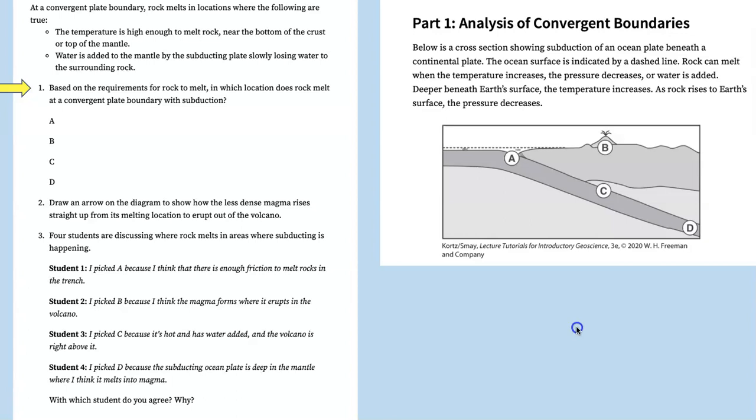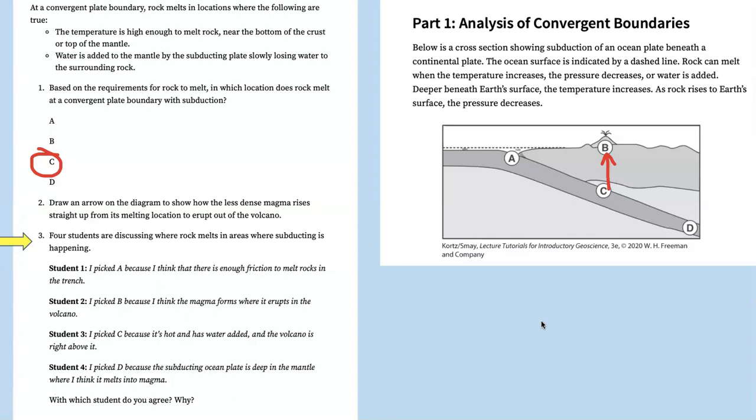This page reminds you that at convergent plate boundaries, rock melts in locations where there are the following conditions. First of all, the temperature has to be high enough for the rock to melt. And secondly, water is typically added to the mantle by the subducting plate, and that water lowers the melting temperature of the asthenosphere. So, based on these requirements, in which location does rock melt at a convergent plate boundary with subduction? Looking at the diagram on the right, the answer is C. Draw an arrow on the diagram to show how the less dense magma rises up and erupts to become a volcano.